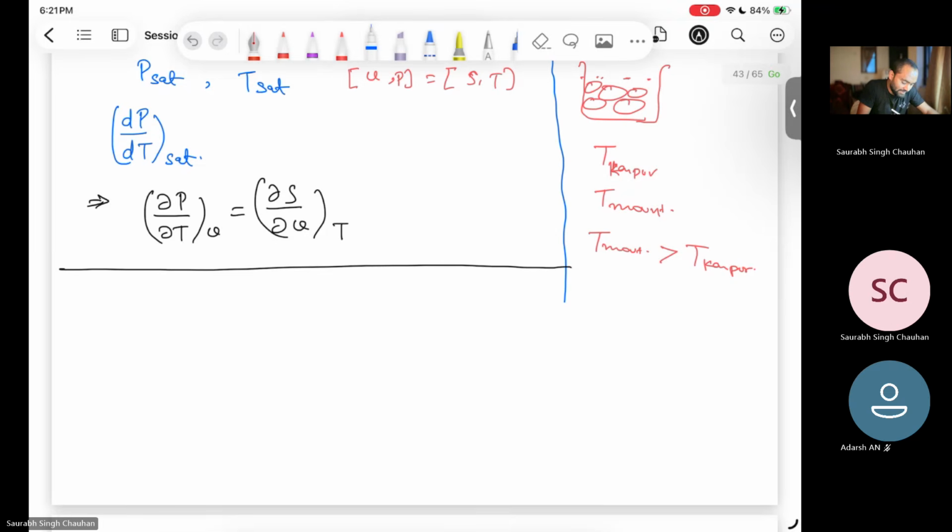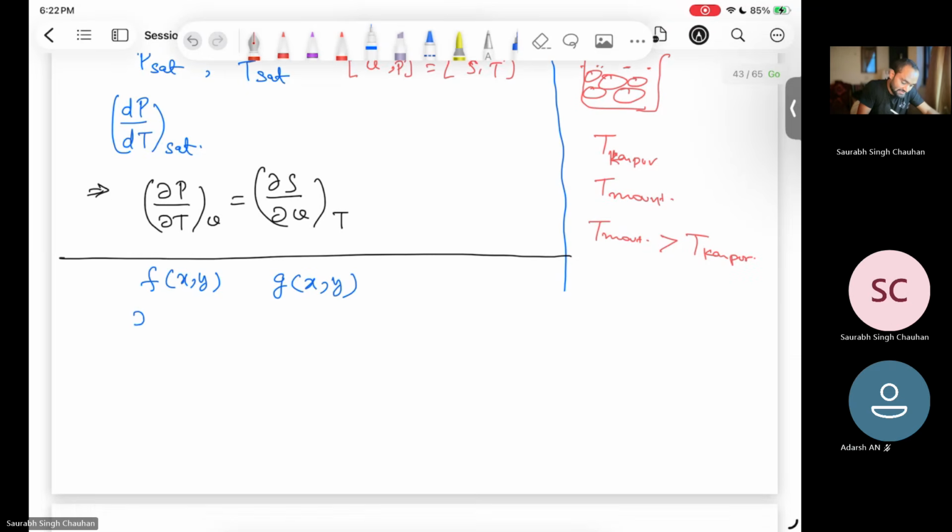Okay, so for the Jacobian, just consider two functions f and g, and these two functions are of x and y. So f is a function of x and y, and g is also a function of x and y. Have you studied the Jacobian in your mathematics? I have studied it long back. Okay, so you can revise that, but whatever we need, we will discuss here.